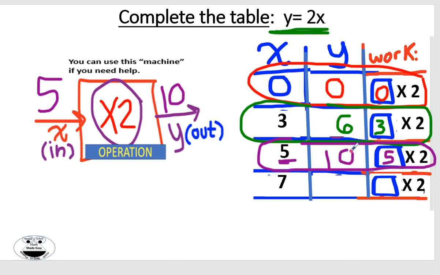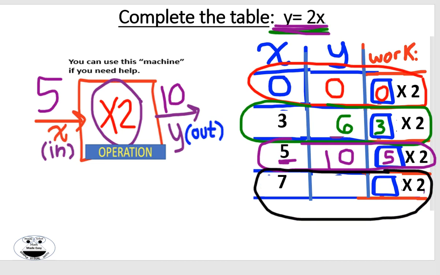Where did I get the times 2 from? From the equation. The equation here tells us to multiply x times 2, and that is our recipe of how we're going to fill out the table. We must use the equation, the recipe, the operations, what it tells us to fill out the table. Each table is going to have a different recipe, a different equation that tells us what to do. And let's do the last one.